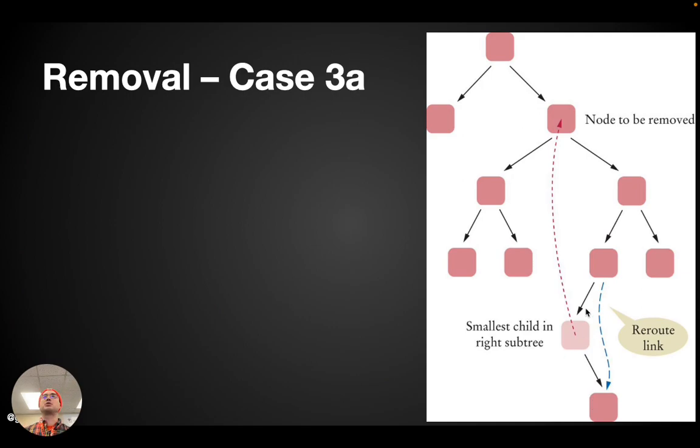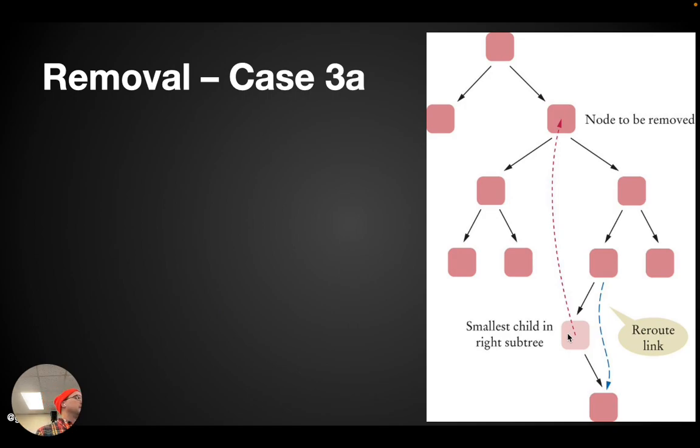The reason why we're looking for this child is because if we put this child up here, every other node in the right subtree will be greater than that child, and so therefore it should be in the right subtree, and that's appropriate. So we're going to look for the least child in the right subtree, and we're going to move it up to here.